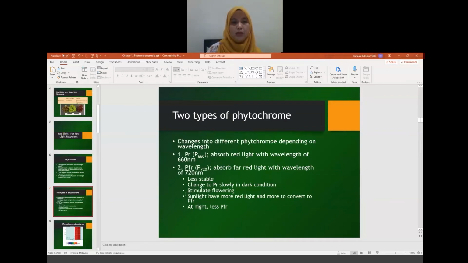So this PFR will stimulate flowering, and the sunlight has more red light, so it will be absorbed, and PR will be converted to PFR so that they will become active. We can say that at night we have less PFR because it is the active form. In the day, we have more PFR. So at night there is more PR but less PFR.